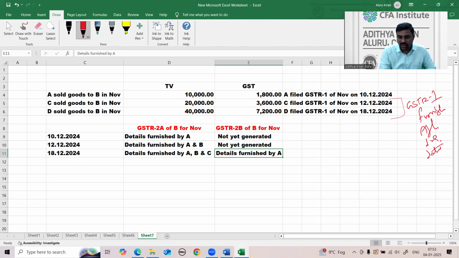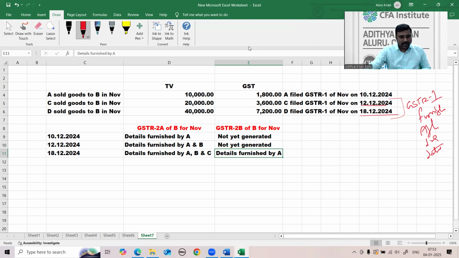GSTR 1 furnished after due date. As we discussed, GSTR 1 due date is 11th of the next month. So they have furnished after the due date. 11th December is the due date for furnishing GSTR 1 of November month.